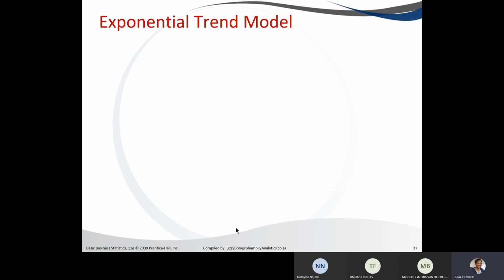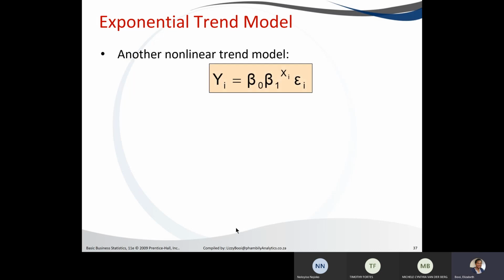Another method is the exponential; if it's not quadratic, it will be an exponential one. With an exponential, we use the formula y equals b0 times b1 to the power of x times the margin of errors. So it's your intercept times your slope to the power of x times the errors.